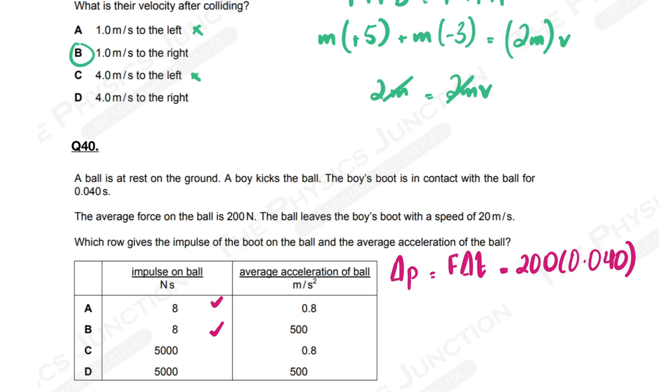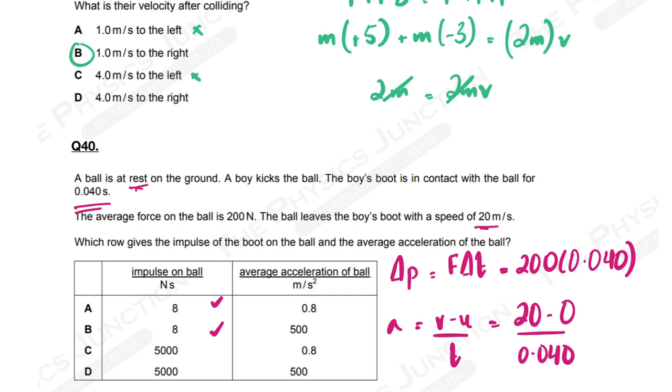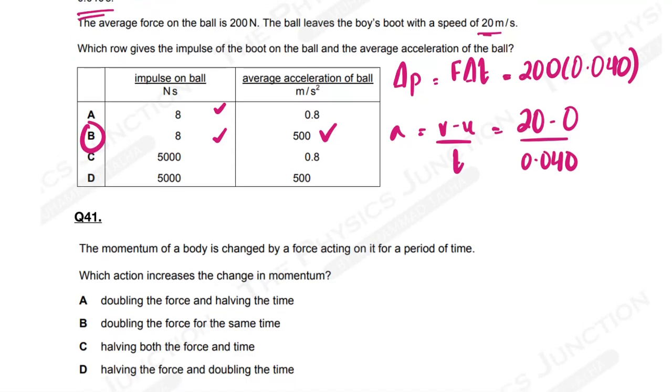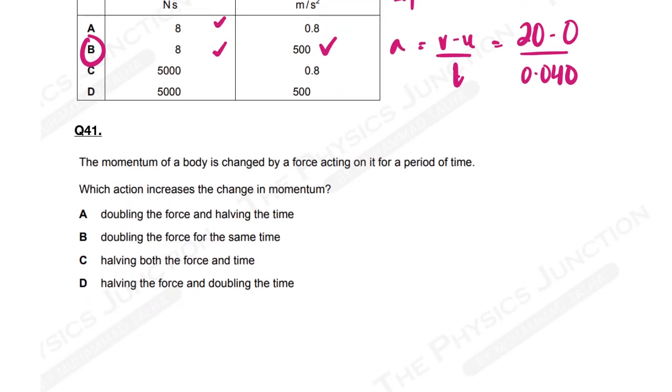An average acceleration. So how can we find the acceleration? We know that it was initially at rest. This is the final speed, and this is the time. So I can use a equals v minus u over t. So 20 minus 0 over 0.04, and this turns out to be 500 meters per second squared. So this is B. Just a last few questions left.